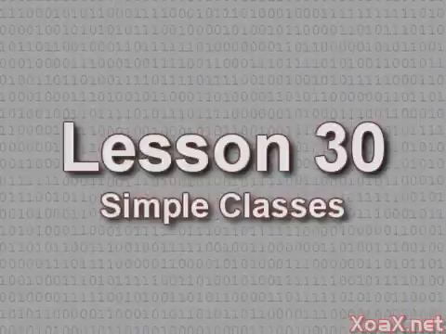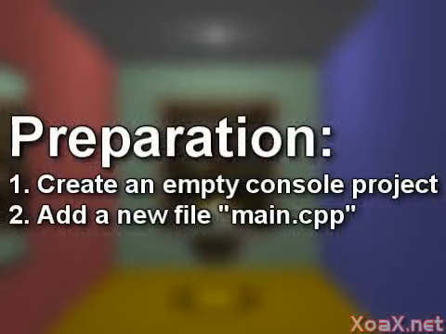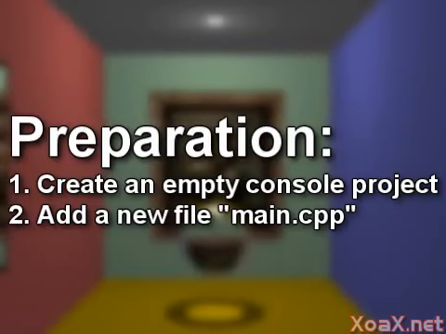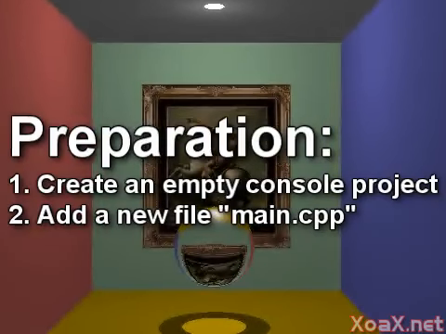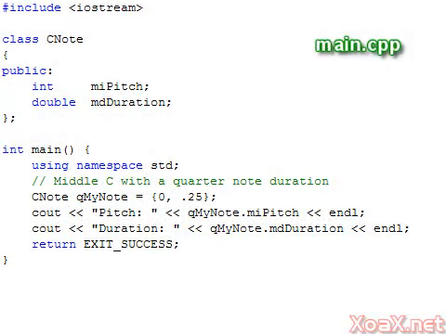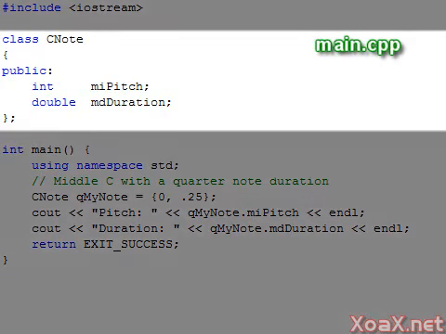Lesson 30, Simple Classes. To follow along with this lesson, you will need to create a new console project and add a new file named main.cpp to it, as we did in Lesson 1. We can represent notes and music by a pitch and duration. Here we present a simple class which defines those two elements as an int and a double. The class allows us to bind multiple different data types into a single data type like this.